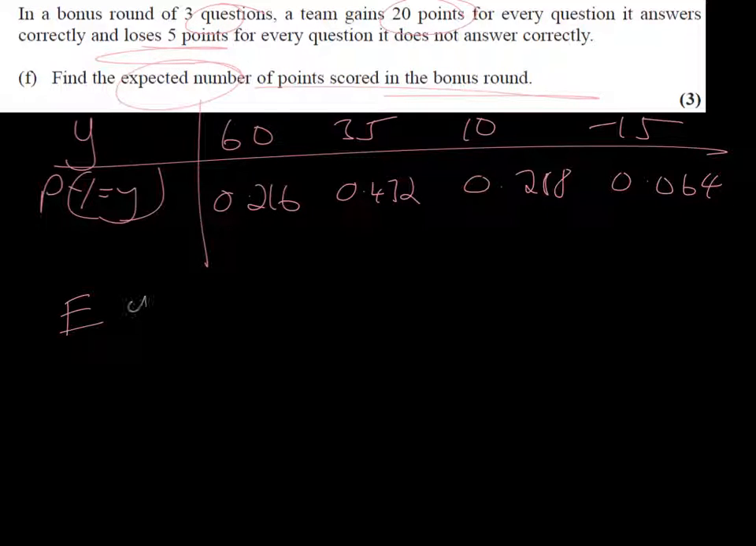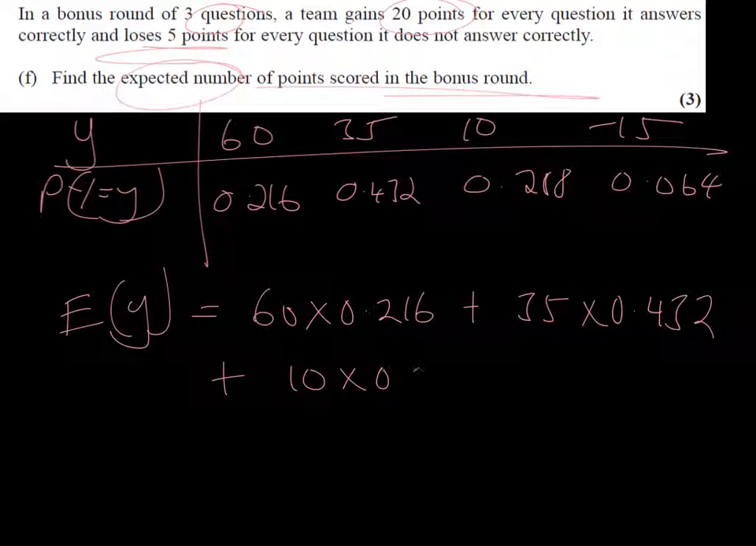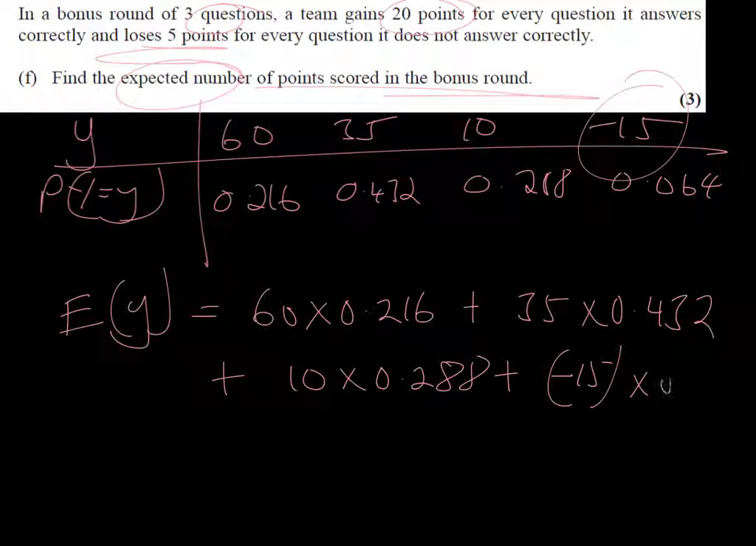So here, if we're using the value y, the expected value of y is going to be 60 multiplied by 0.216 plus 35 multiplied by 0.432 plus 10 multiplied by 0.288 plus, again, negative 15 times 0.064, and that is going to give you an expected score in the bonus round of 30.